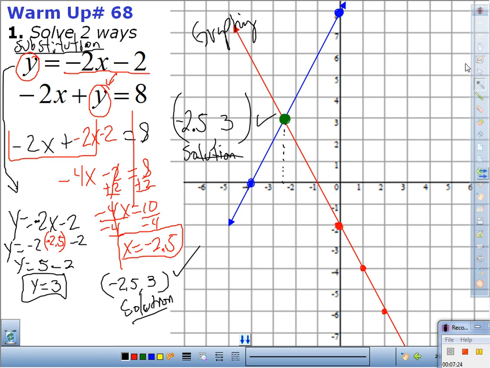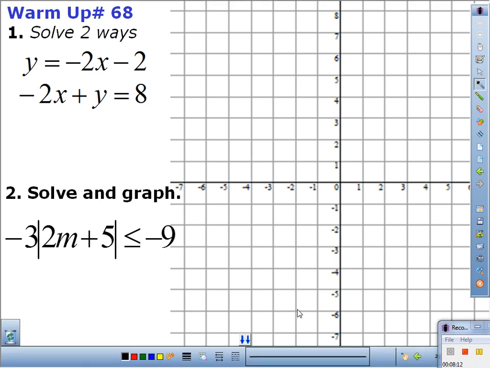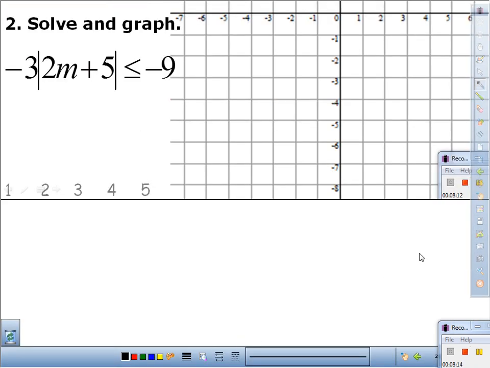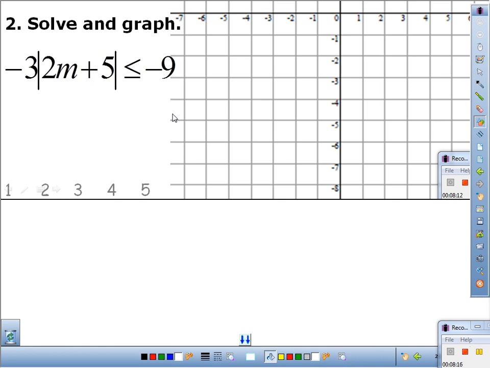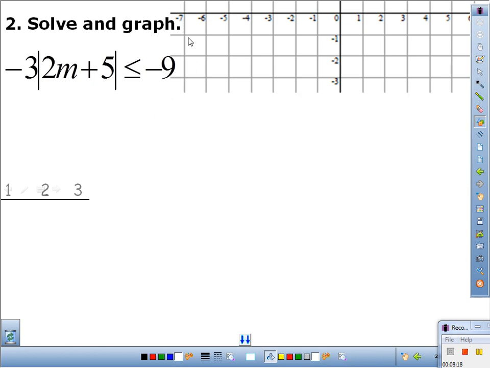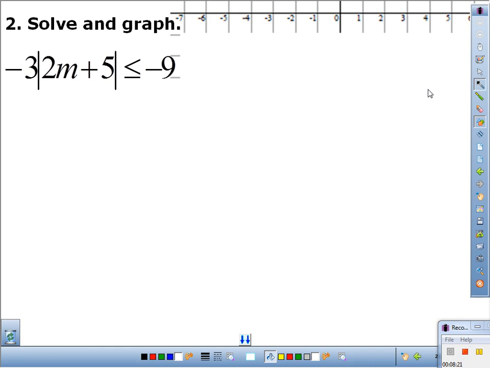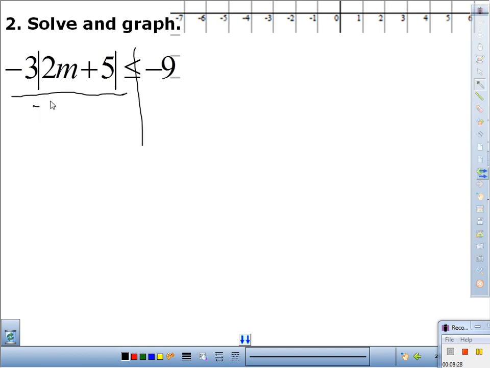Let's go to number 2. So any questions on the two methods so far? Graphing and substitution. We're good, right? All right. Let's go to number 2. It says to solve and graph. So line down the inequality symbol. We need to leave the absolute value by itself, so I need to divide by negative 3 on both sides. I'm left with absolute value of 2m plus 5.